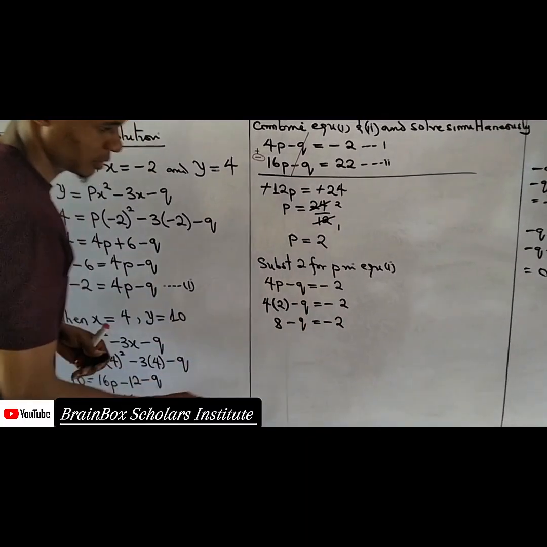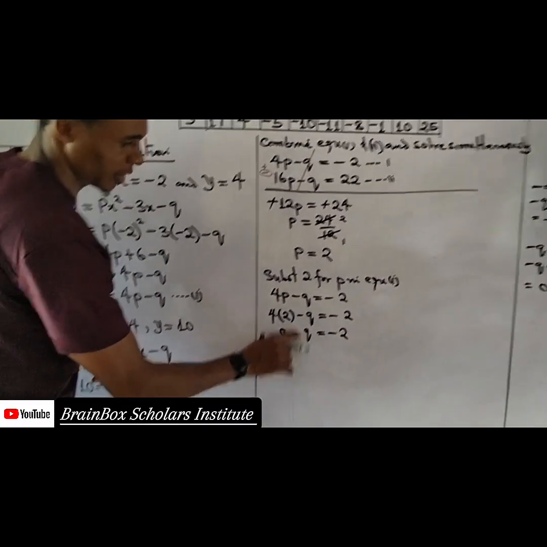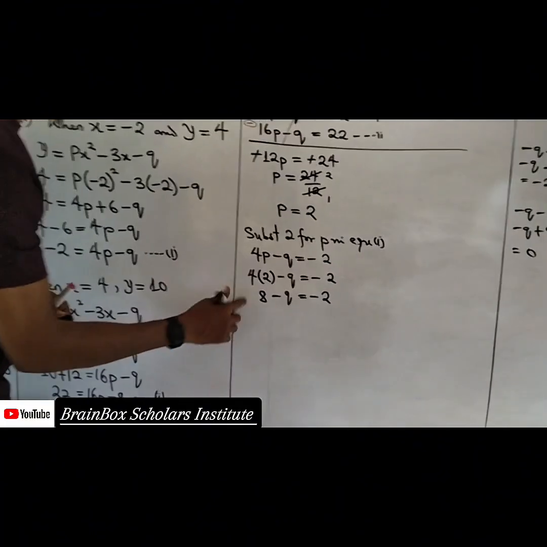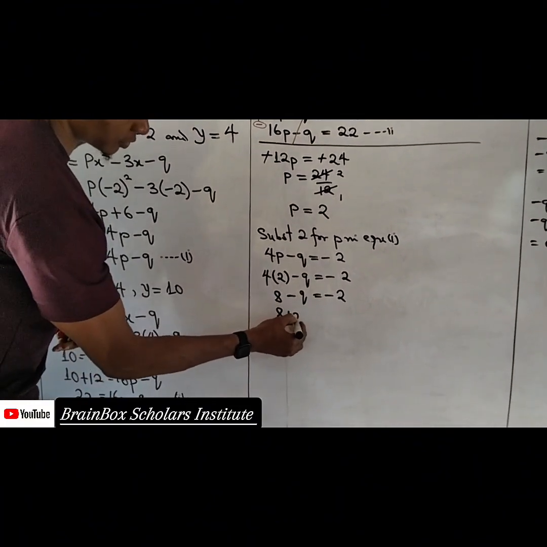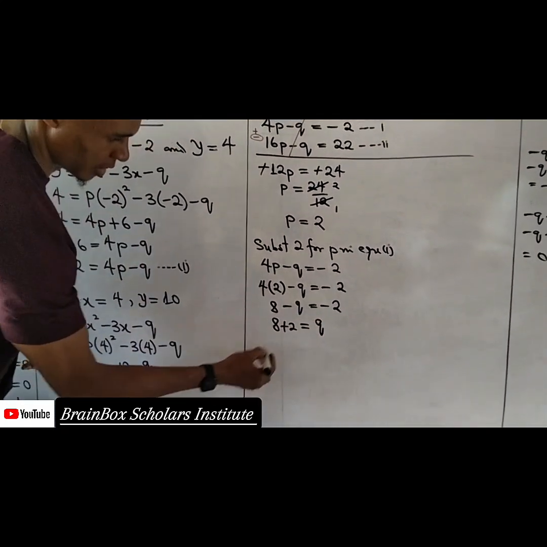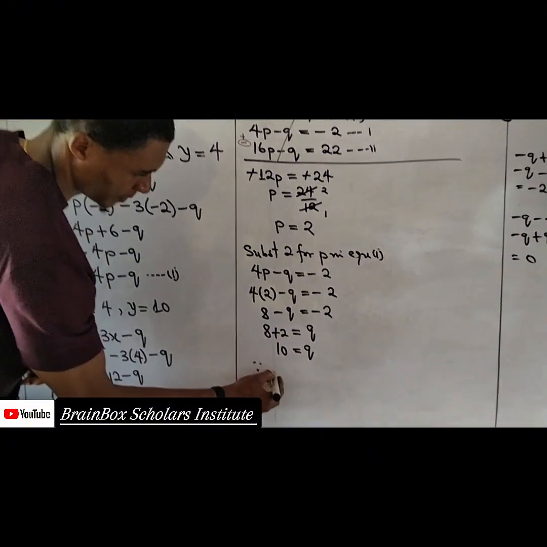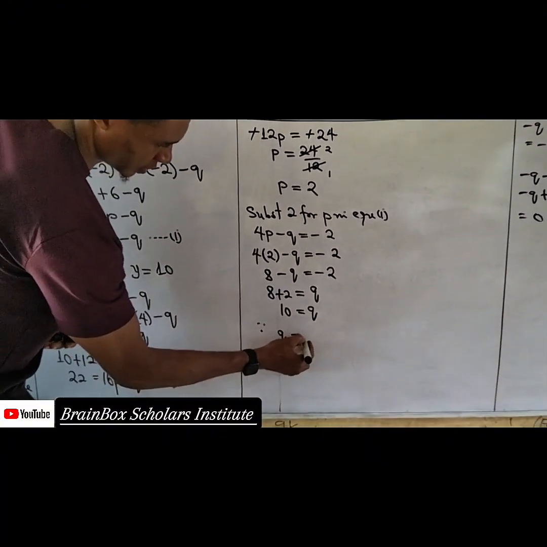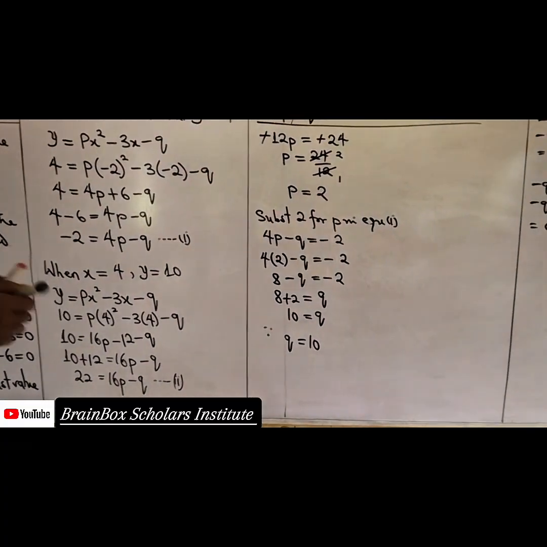So I want to avoid minus carrying Q. So let Q go over here, and this one come over here. So 8 comes over here and becomes plus 2, then is equal to Q crossover becomes Q. Alright, then 10 is equal to Q. So therefore, Q is equal to 10. Are we there?